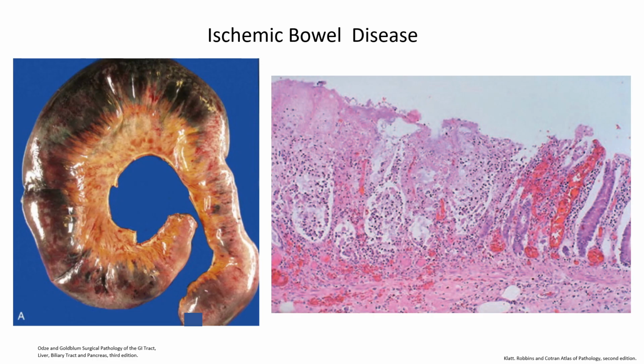In the picture on the left, we can see a segment of the jejunum that has undergone infarction as a result of ischemic bowel disease. We can see that the serosa is dusky colored and is hemorrhagic as a result of the infarction.